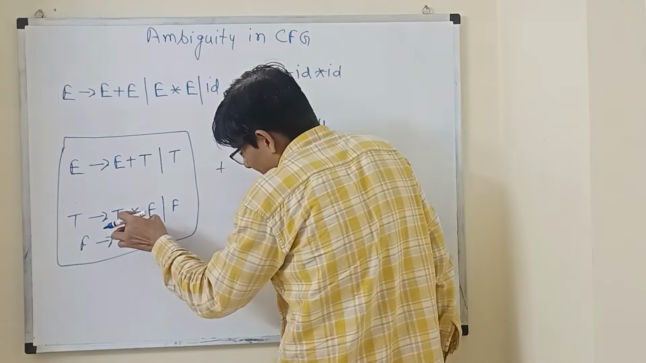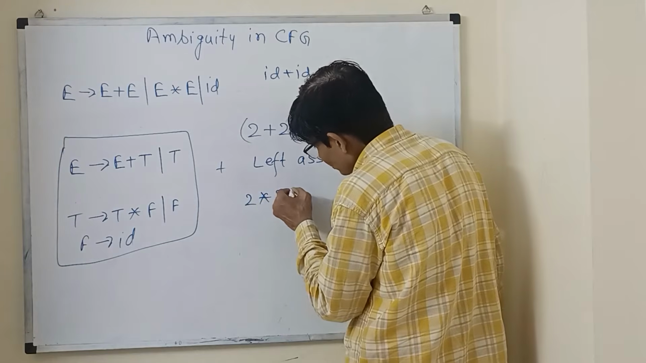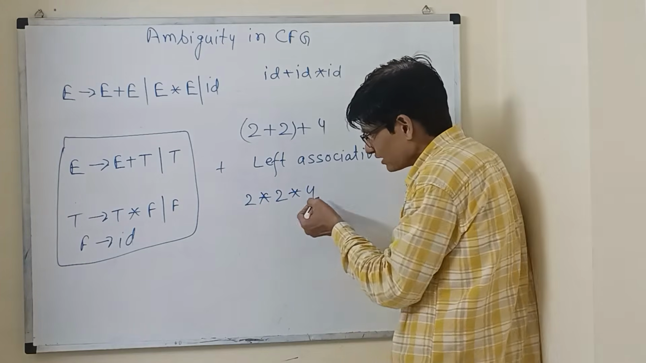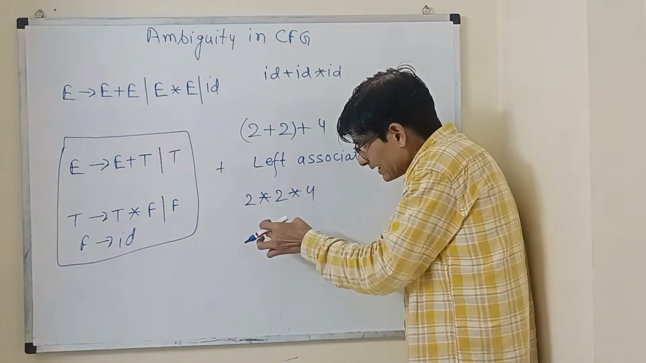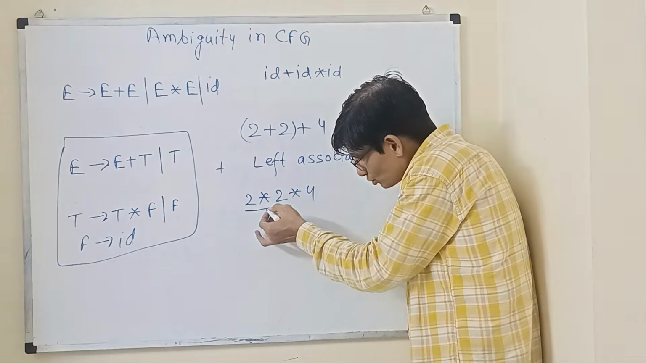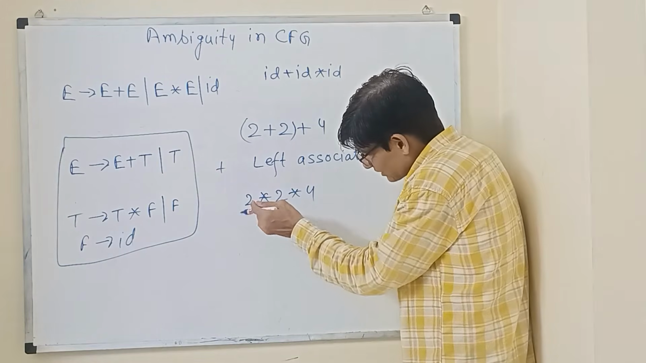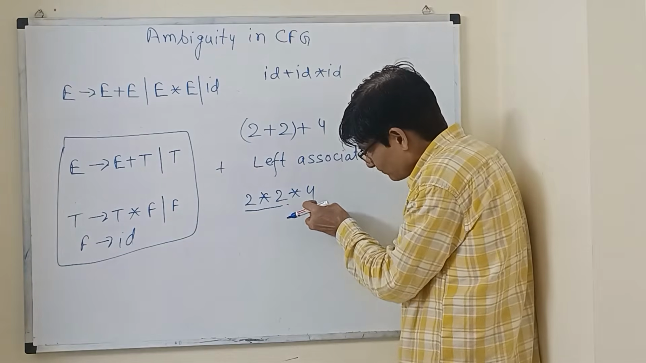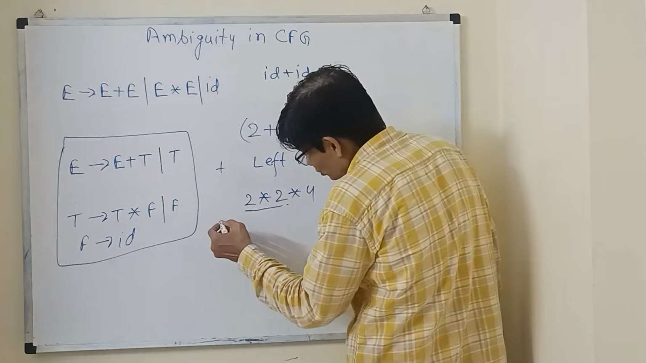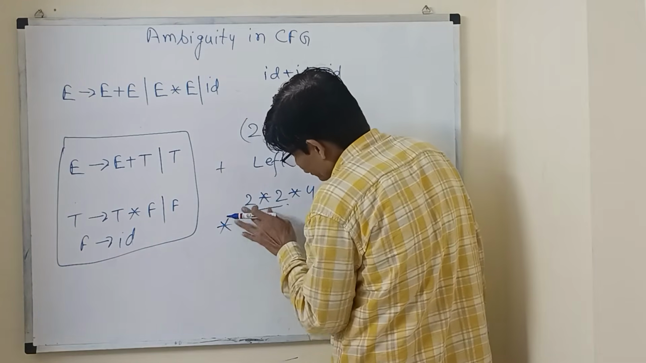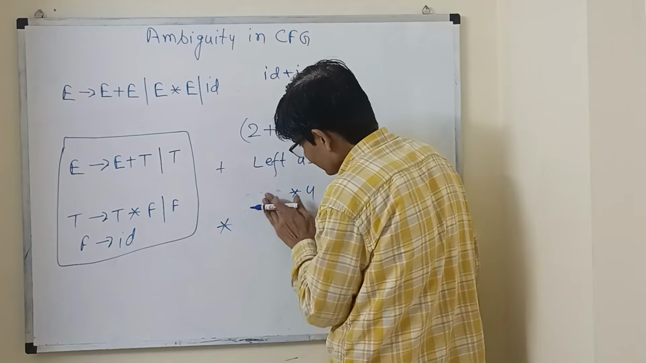Similarly, for the multiplication operator, if you have 2 cross 2 cross 4, again the same operator is in both places. So again you solve this first while using a computer, and after this you multiply the result by 4. That means this is also left associative.